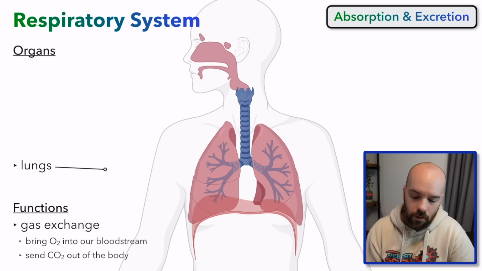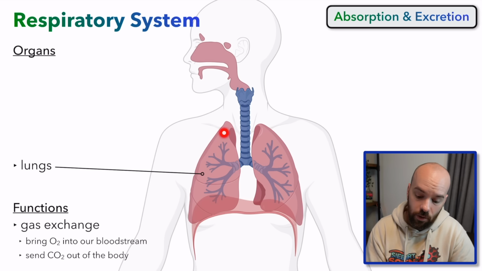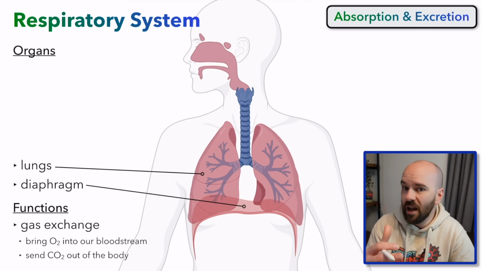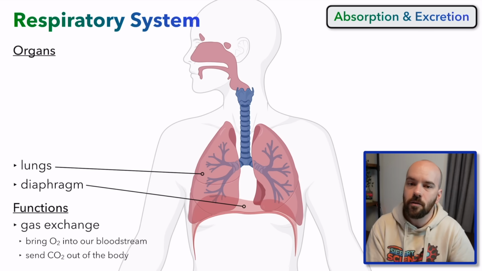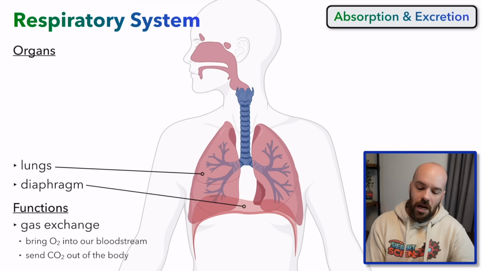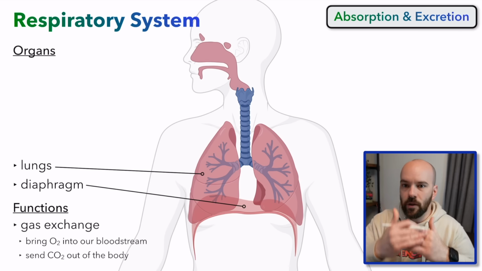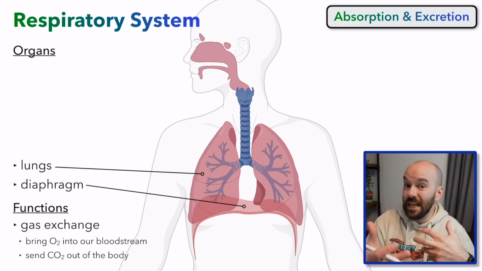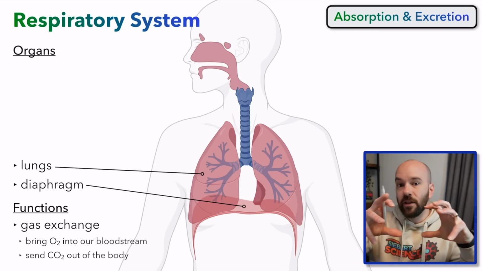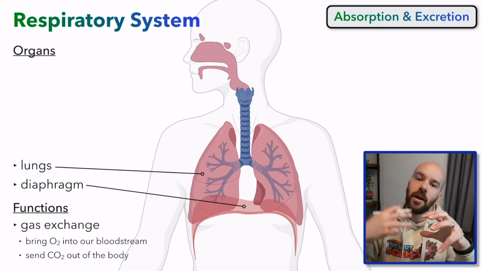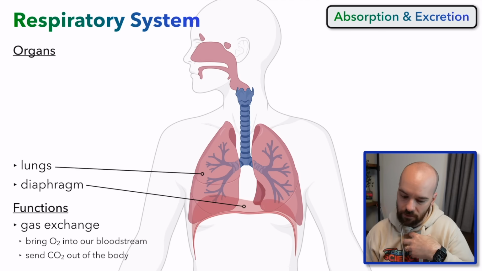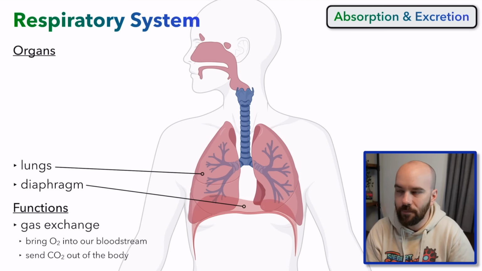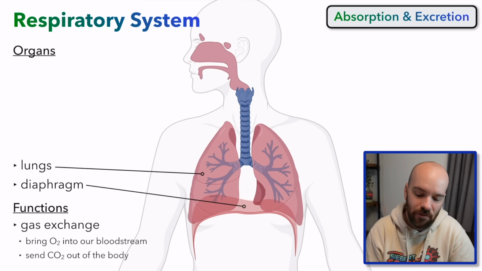The organs involved are obviously the lungs, of course. That's where the gas exchange is actually occurring. And then we've got the diaphragm below that. Now, the lungs are not a muscle. You don't actually breathe with your lungs. You breathe with your diaphragm. So whenever you breathe in, you're actually contracting the diaphragm, lowering the diaphragm, which uses a negative pressure difference to inflate the lungs and therefore pull air from outside of the body into the lungs. So I start with the diaphragm and the lungs in this video for that reason.